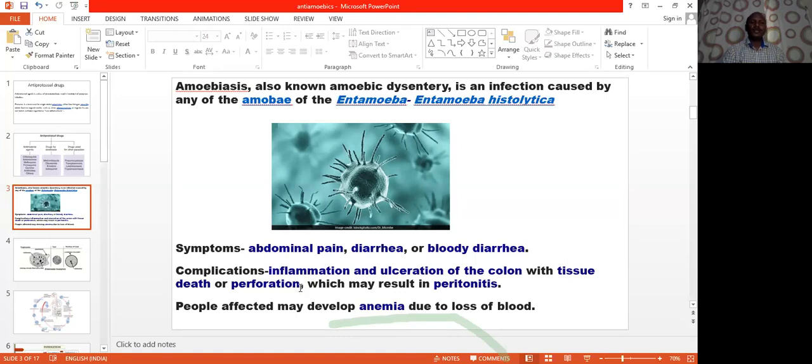tissue death and formation of abscess. An abscess is a place where you have bacteria, pus, or dead cells. Formation of pus we call an abscess, and it occurs with tissue death. So the complications are inflammation and ulceration of the colon, with tissue death, and this tissue death causes formation of abscess, where you have pus with dead cells. And then you will have anemia.